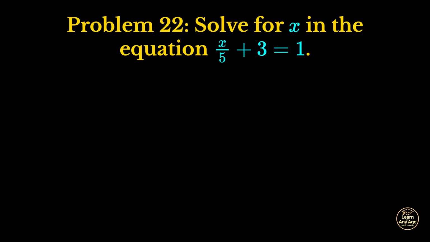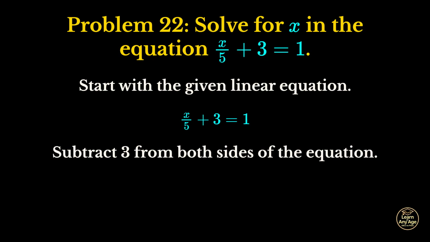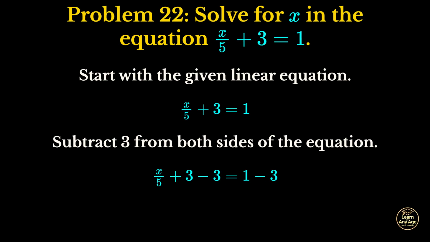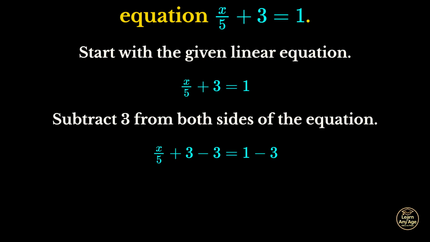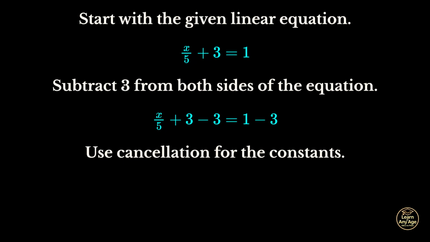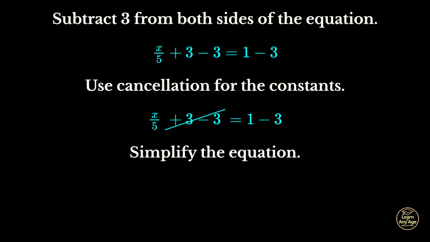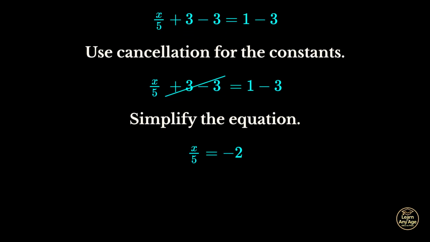Problem 22, solve for x in the equation x over 5 plus 3 equals 1. Start with the given linear equation. X over 5 plus 3 equals 1. Subtract 3 from both sides of the equation. X over 5 plus 3 minus 3 equals 1 minus 3. Use cancellation for the constants. X over 5 plus 3 minus 3 cancelled out equals 1 minus 3. Simplify the equation. X over 5 equals minus 2.